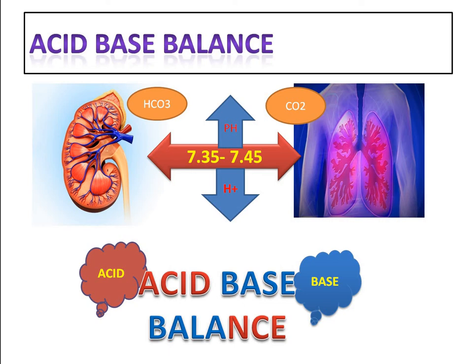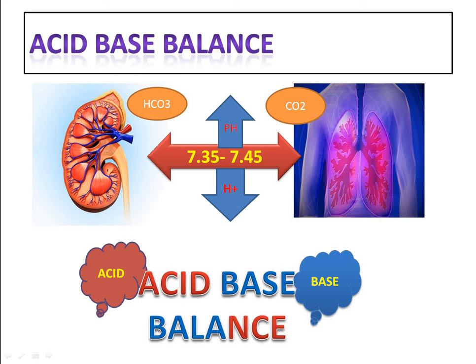It's vital for normal body function, and when this equilibrium is disturbed, it can lead to severe symptoms such as arrhythmia, seizure, etc. So there should be a balance, there should be tight control for maintaining acid-base balance.